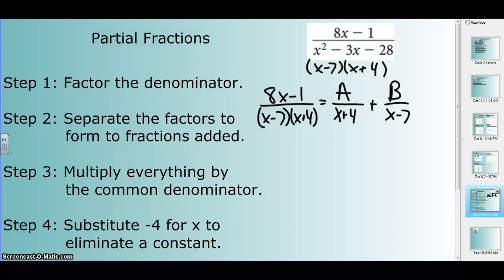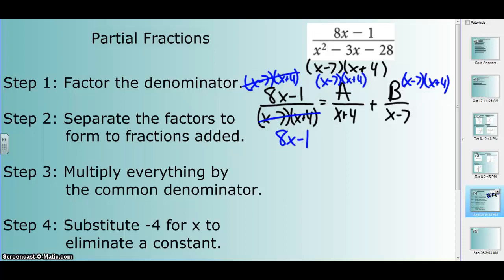So for every single problem, that's how you're going to start it. You're going to just separate the factors and put an A and a B above them. Step 3 says multiply everything by the common denominator. So basically, I'm going to multiply everything by what is in the denominator, and what's going to happen is we're going to cancel. So if I look at my first fraction, I cancel, and I get 8x minus 1. Here I can cancel the x plus 4, so I get A times (x minus 7). And here I'm going to get B times (x plus 4).